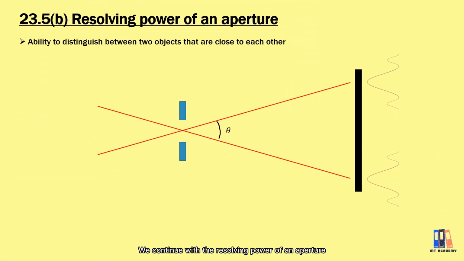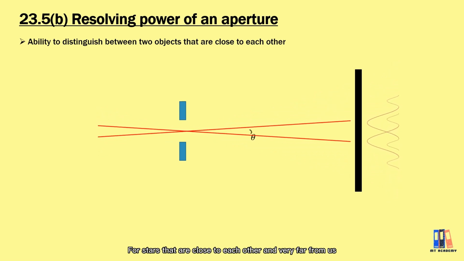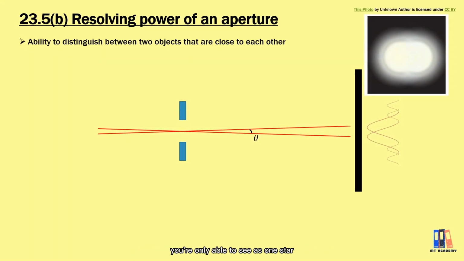We continue with the resolving power of an aperture. It is defined as the ability to distinguish between two objects that are close to each other. The best example is when we look at the sky during the night. Compared to our naked eye, a telescope allows us to see a lot more stars, and this is explained by the diffraction phenomenon and the resolving power. Our pupil acts as the aperture, which has lower resolving power than the lens of a telescope. For stars that are close to each other and very far from us, we are only able to see one star, or maybe just two blurry stars, just like this image. This happens because of the low resolving power of our eye.